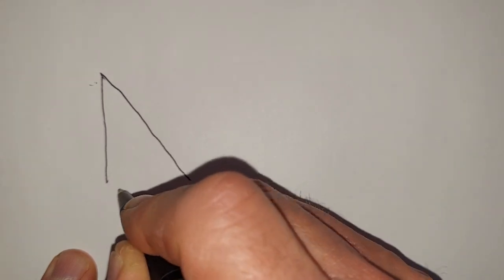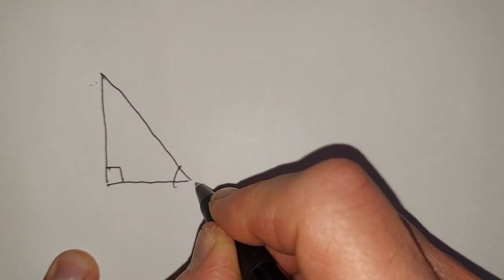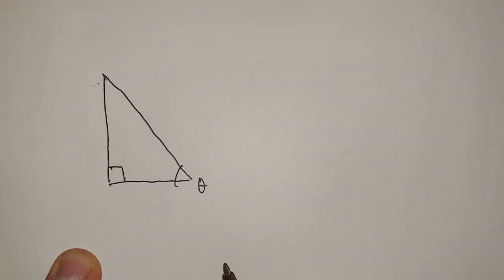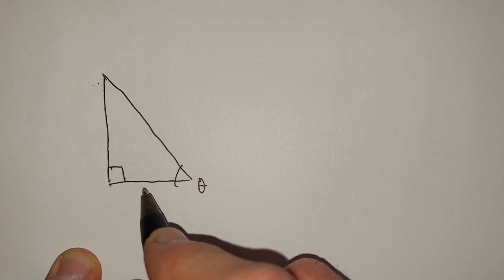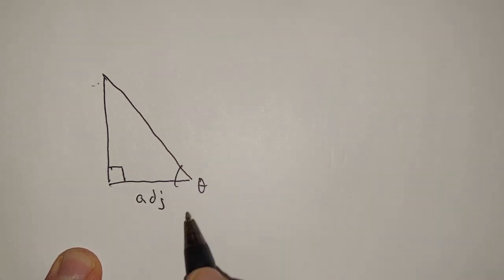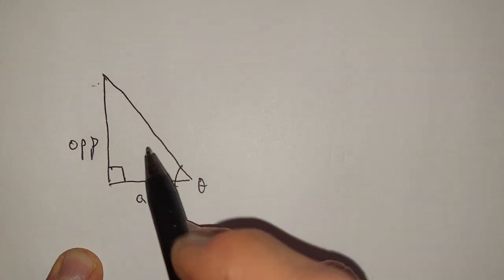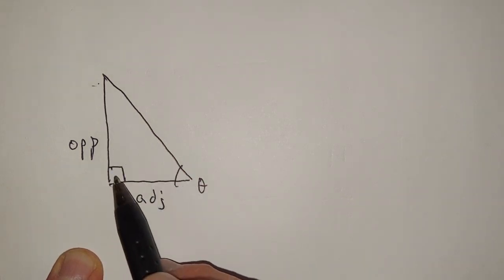So, if we start with a right triangle like this, 90-degree angle there. If we're looking at this angle, we'll call it theta. We can label the sides. The first side next to theta, we call the adjacent side. And then the side that's opposite theta, well, we call it the opposite side. And of course, the side that's opposite the 90-degree angle is the hypotenuse.